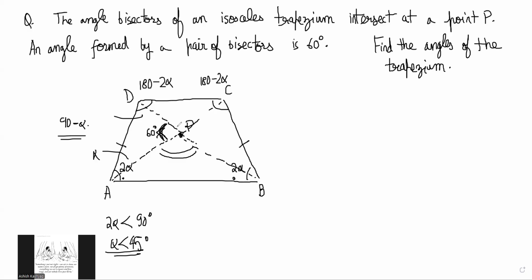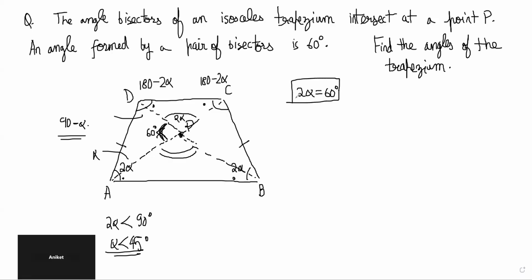So this must be 60 then. Because we have 90 minus alpha, 90 minus alpha. So we have the total as 180 minus 2 alpha. And this must be 2 alpha. So 2 alpha must be 60. So we are getting alpha is 30 from there. And then we get all the angles. This is 60, 60, and these are 120, 120. And this angle is 60, this angle is 90, 90, and this angle is 120, right?